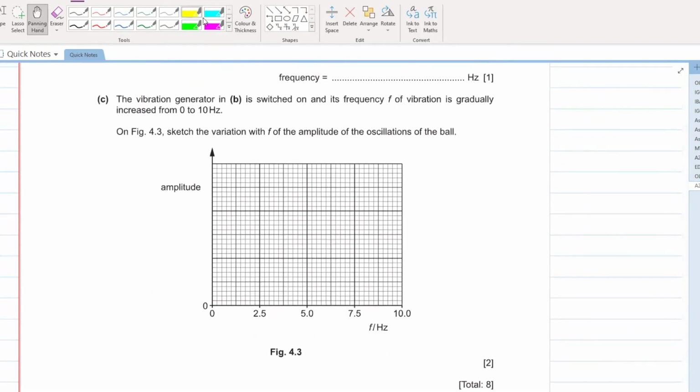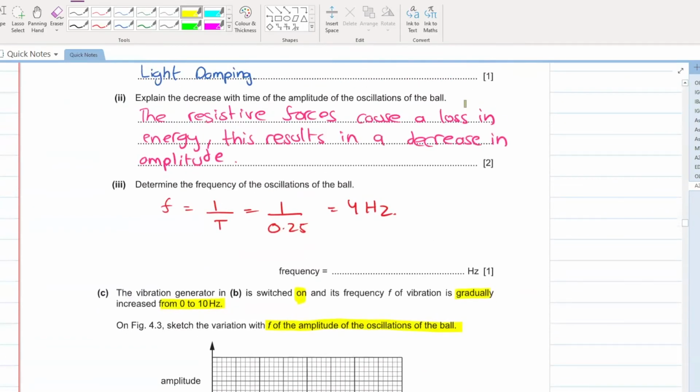The vibration generator in B is switched on. Okay, so the vibration generator is now switched on, and its frequency f of the vibration is gradually increased from 0 to 10 hertz. Sketch the variation with frequency of the amplitude of the oscillation of the ball. How will you sketch the amplitude with the frequency?